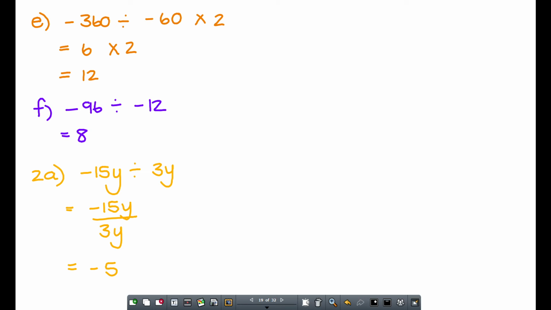Okay, there's E and F. And then 2A. You will see that at 2A, I first wrote it in the form of a fraction, just to see it clearly. But you didn't have to. You could have skipped directly from here to that, if you were comfortable with it. Okay, I just showed you that it could be written as a fraction as well.